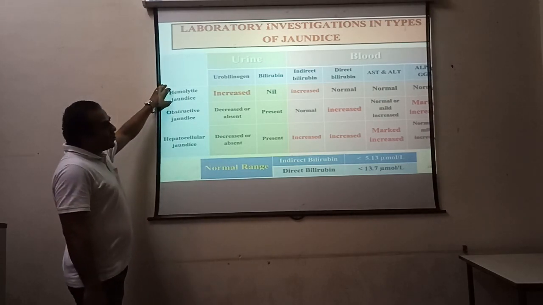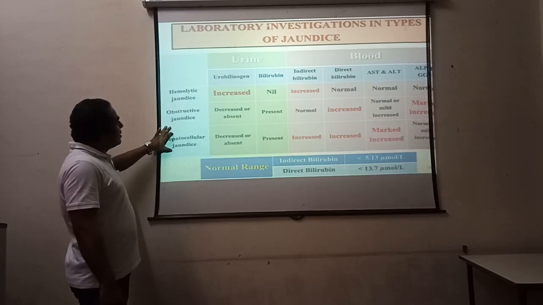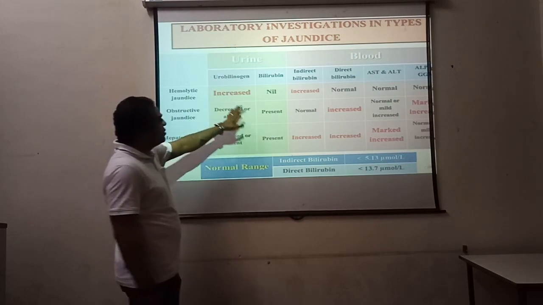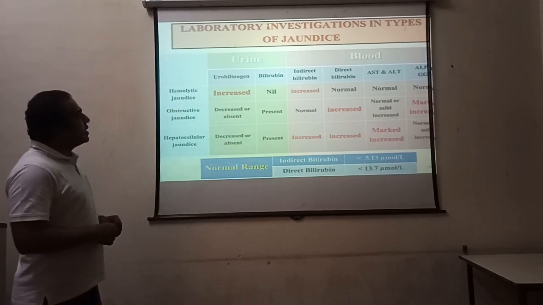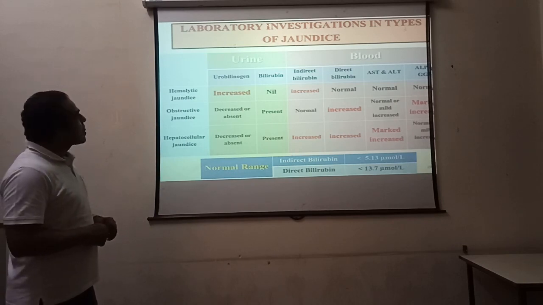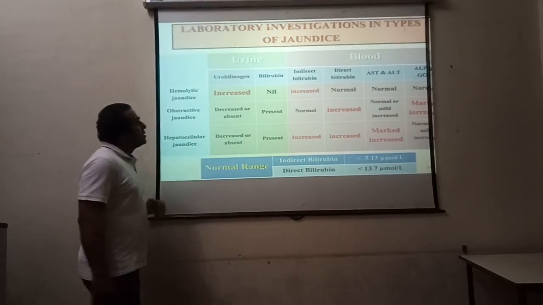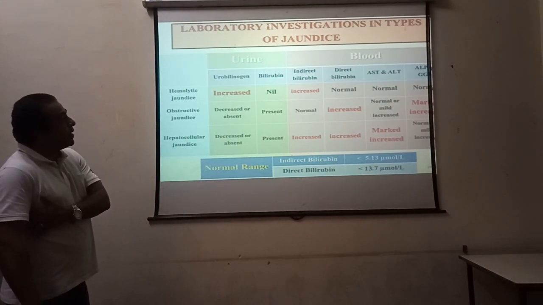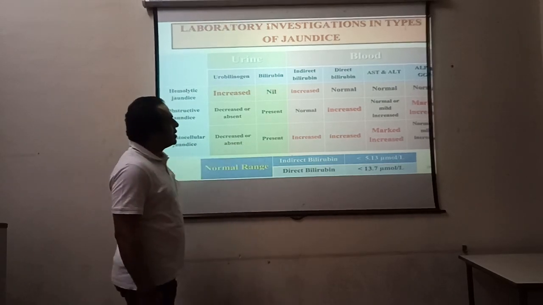Then comes ALP and GGTP. In hemolytic it is normal, in obstructive jaundice it is markedly increased, and in hepatocellular jaundice it is normal, mild or increased. Whereas when we come to the urine analysis, in hemolytic jaundice urobilinogen is increased and bilirubin stands out to be nil. In obstructive jaundice, urobilinogen is decreased or absent, whereas urine bilirubin may be present. In hepatocellular jaundice urobilinogen is decreased and here bilirubin is present.